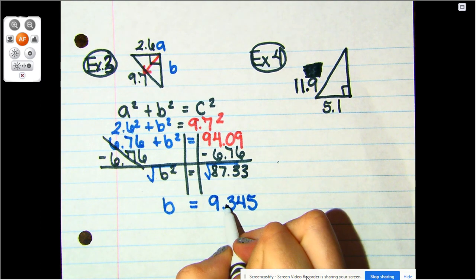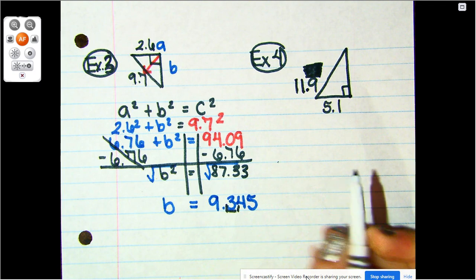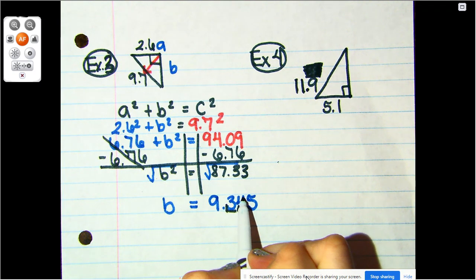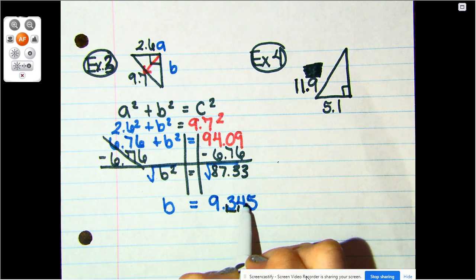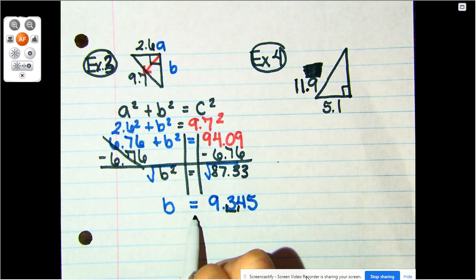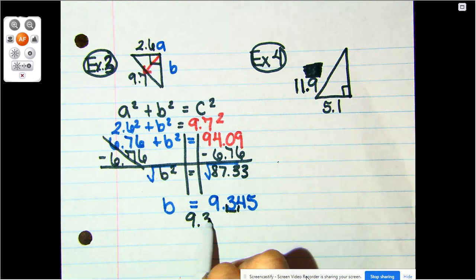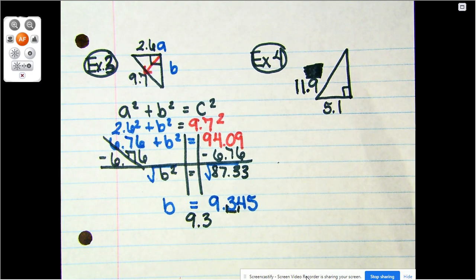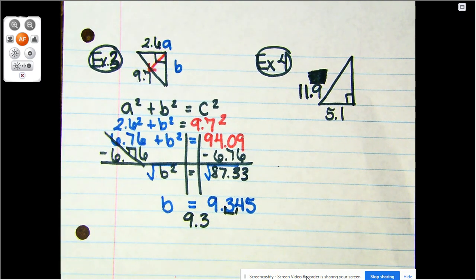The tenth place is right here after the decimal point. We're going to look at the number 4. 5 or above, give it a shove. 4 or less, let it rest. This is 4 or less, so we are going to let the 3 rest. So 9.3 is my rounded answer. Okay, example 4, same concept.